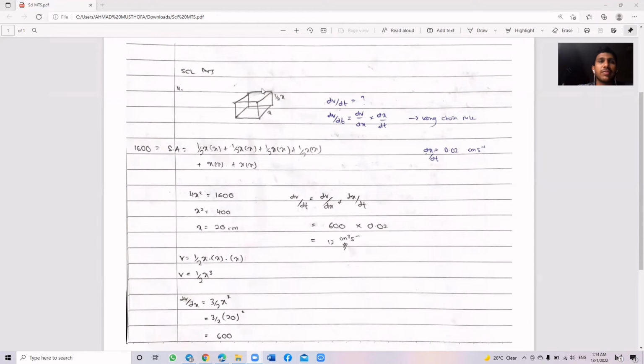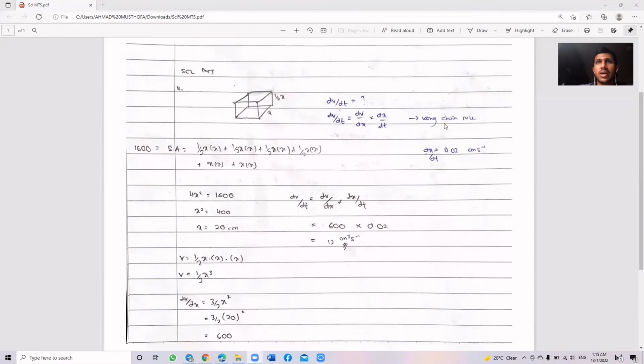So I draw the picture of the cuboid based on the information from the question. And then the question also gives some information. The first one is dx over dt. The question states that x increases at a rate of 0.02 cm per second, which is dx over dt. And then the question also states that the total surface area is 1,600 cm square. And the last one is the question asks for the rate of change of the volume of the cuboid, which is dV over dt.